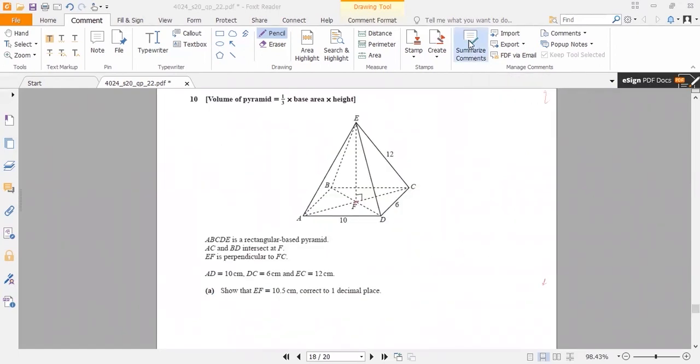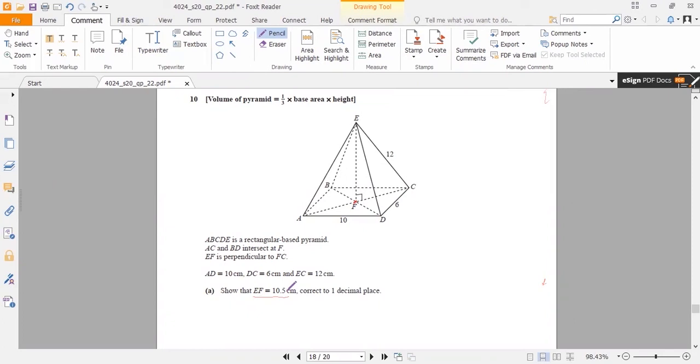Now in question number 10, we have ABCDE, a rectangular based pyramid. AC and BD intersect at F. So this is the point F where lines AC and BD intersect. EF is perpendicular to FC, which means there is a 90-degree formation. We have these parameters, as you can see in the diagram as well. We have to find the length of EF, which is equal to 10.5.